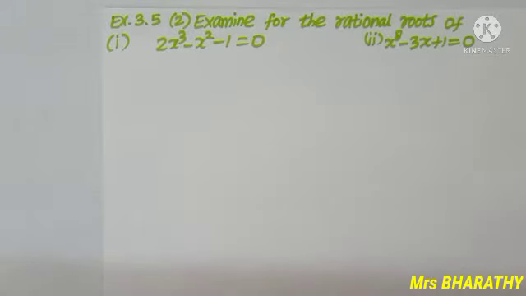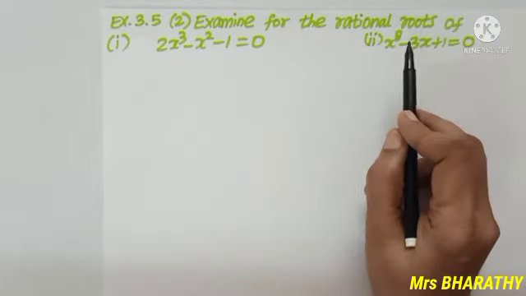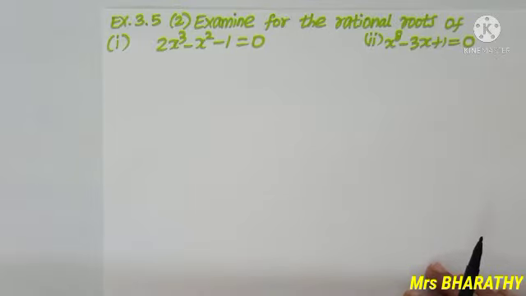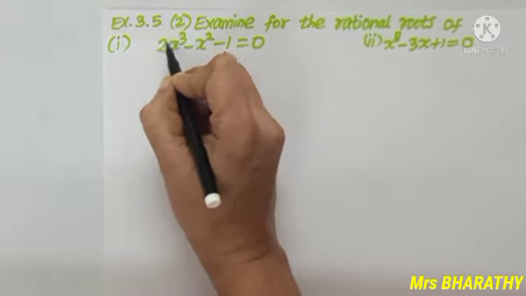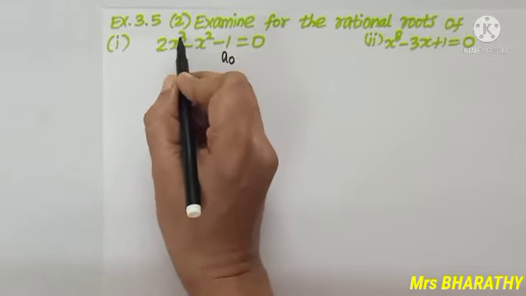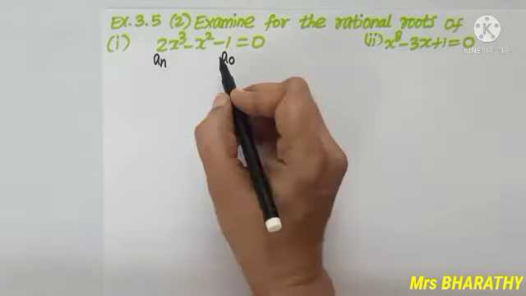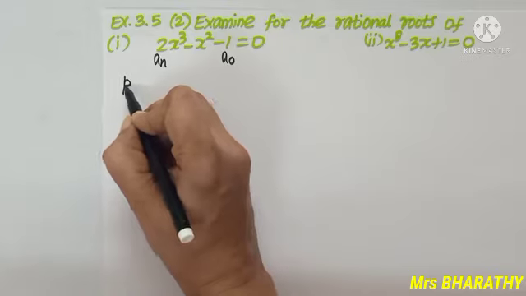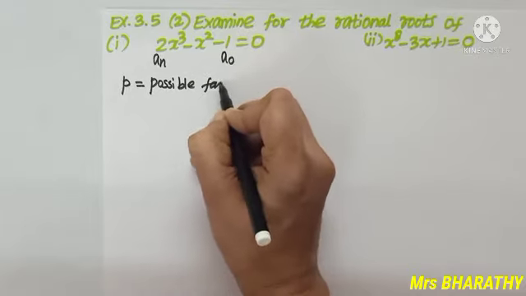Exercise 3.5, question number 2. Examine the rational roots of the given equations. To examine rational roots, we are going to use the rational root theorem. What does it mean here? Call this term A0, and call the highest term's coefficient an. What are the factors of A0 I have to write? So that I call P. So what is P? Possible factors of A0.